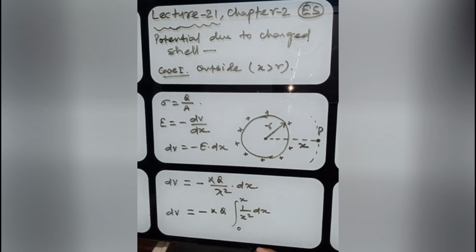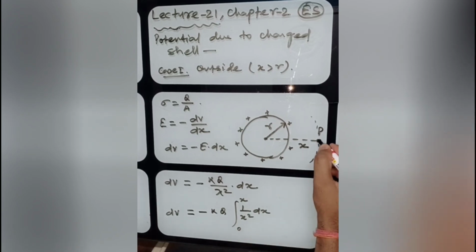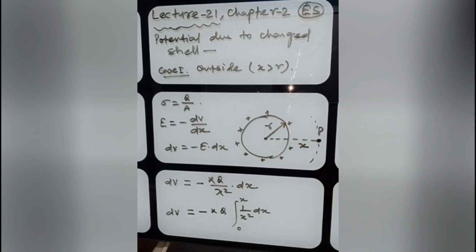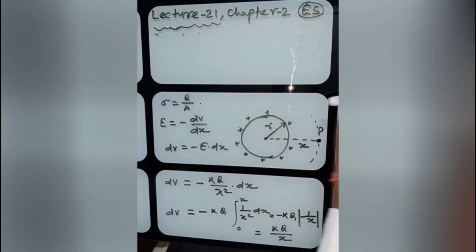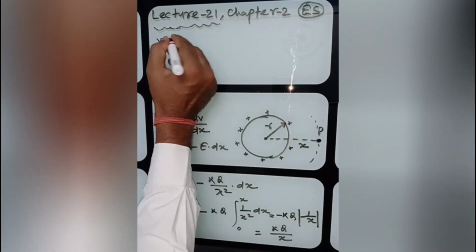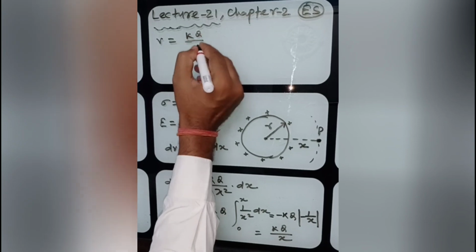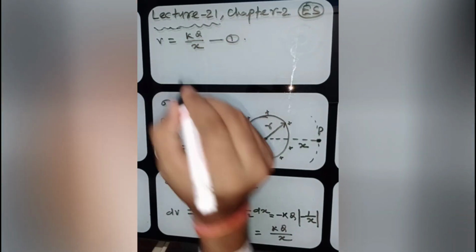Now the potential. We are not finding the exact integral here; we are finding the potential at point P. Now what will the integration be? Minus kq, and the integration of 1 by x square will be minus 1 by x. So it is plus kq over x. So this is the potential outside. I'm writing here the potential outside, it is kq by x. Okay, this is the outside.